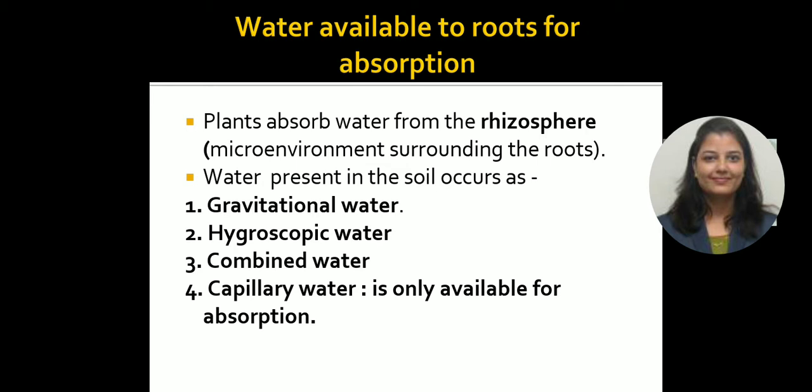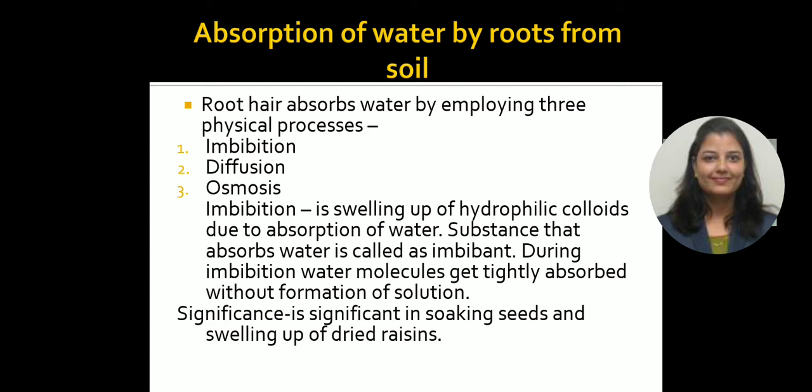Then the amount of water which is available is known as capillary water. It is present between the neighboring soil particles due to capillary action. So this is known as capillary water, and this capillary water is the only water available for absorption by plants. Next is absorption of water by roots from the soil.